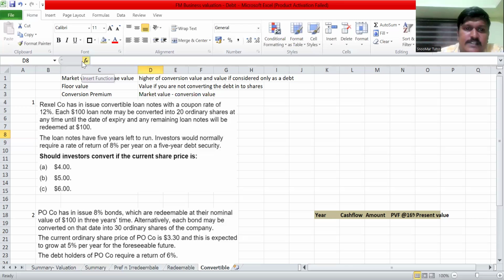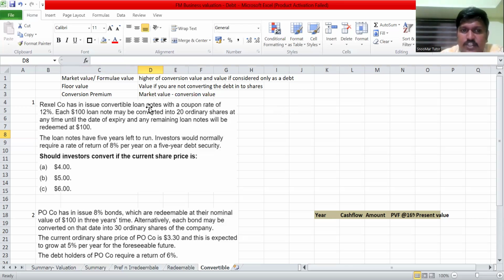Okay, now let's consider the workings over here. The first question is asking, should the investors convert if the current share price is 4, 5 and 6? So we need to consider what the conversion value would be and what the redemption value would be in that particular case. So let's consider the question.